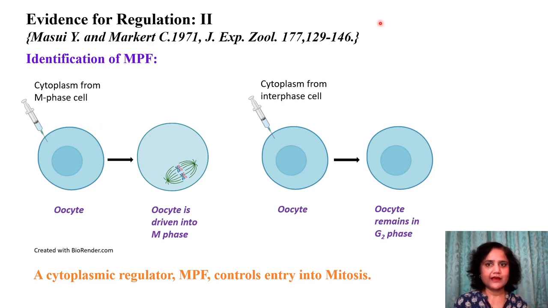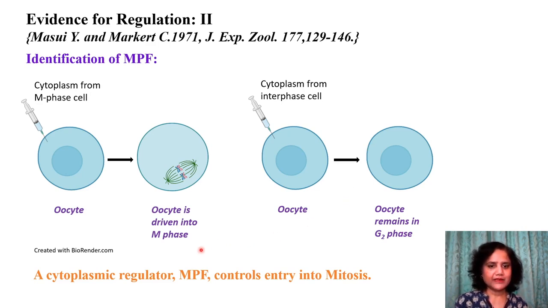So that was interesting. At the same time, they also did some control experiments where they injected cytoplasm from interphase cells, and when they did that, nothing really happened. The oocyte remained in G2 phase. It was not driven into mitosis. And this is an important control because it shows that it's not just the process of injection. It's a big disturbance to a cell to poke a hole into it and inject some more liquid. So this control experiment shows that just going through this process is not something that signals and triggers entry into M phase. So that's important to know.